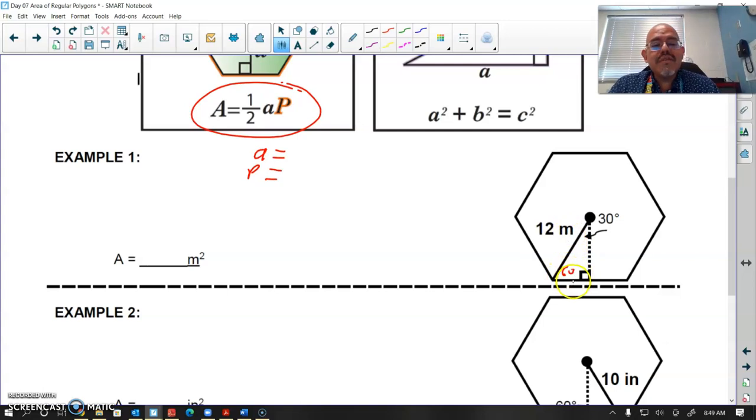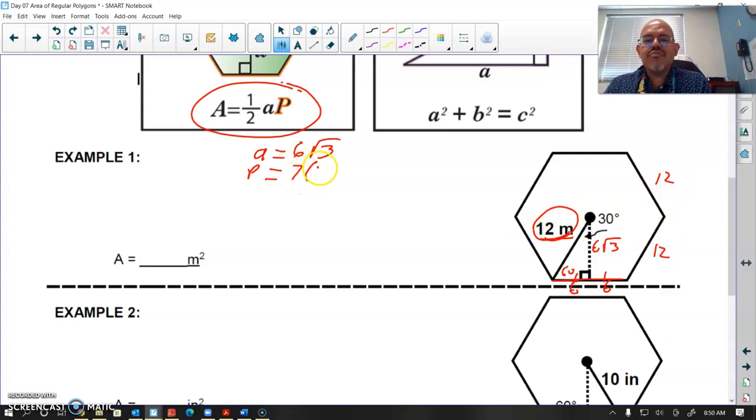This being 30, 60, 90, that means that this side length is half of whatever this hypotenuse is. So this is 6. And the height, the apothem, is equal to 6 times the square root of 3. So the apothem is 6 square root 3. Also, since these two sides right here are the same, that gives me a side length of 12 because it's going to be equilateral triangles. So this is 12, 12. And of course, you can go ahead and do the math right here. So 6 times 12, sorry, thinking too big. So that gives me a perimeter of 72.